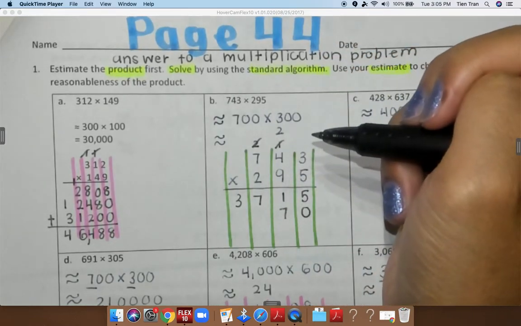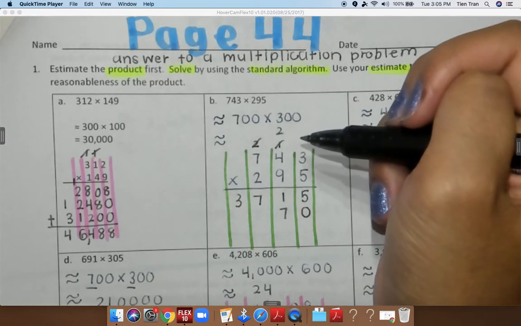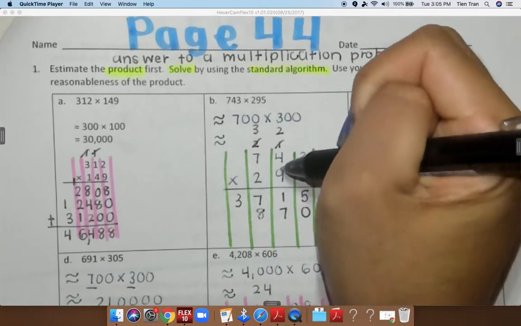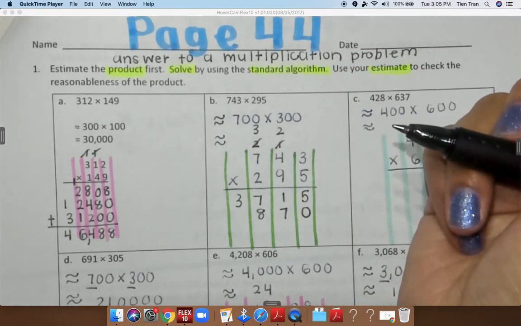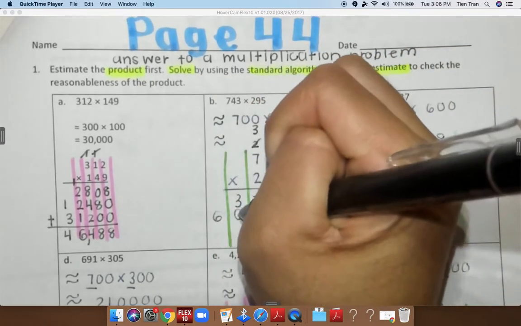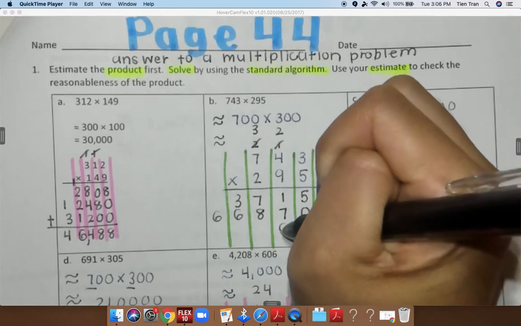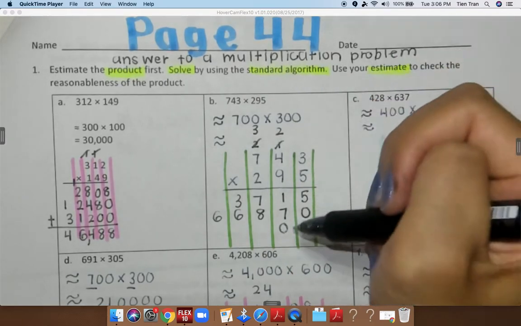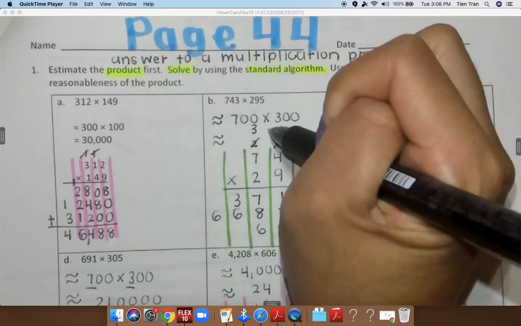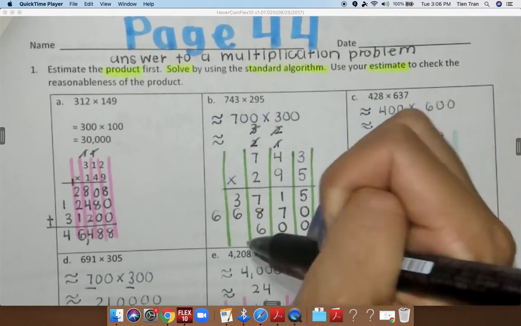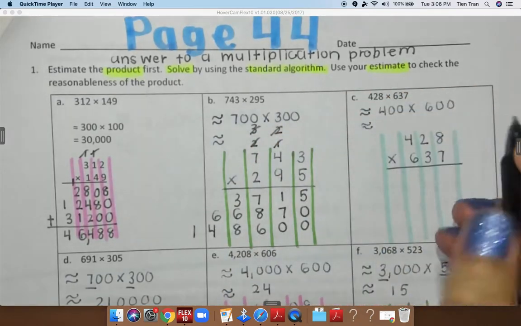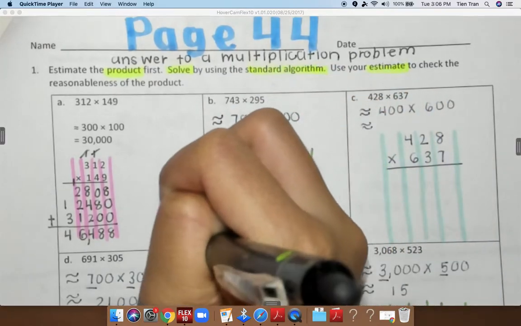Now, I have 9 times 3, which is equal to 27. 9 times 4 is equal to 36. 36 plus 2 is equal to 38. 9 times 7 is equal to 63. 63 plus 3 is equal to 66. And I'm going to add 2 zeros because now I'm multiplying in my hundreds place. So 2 times 3 is equal to 6. 2 times 4 is equal to 8. And 2 times 7 is equal to 14. I went a little bit over, but that's okay.